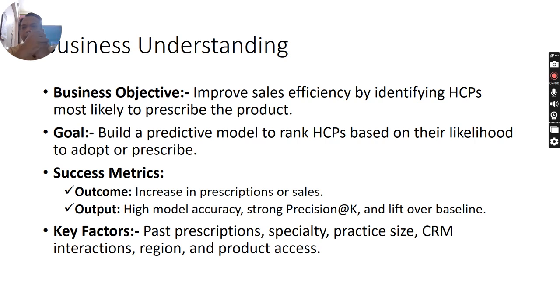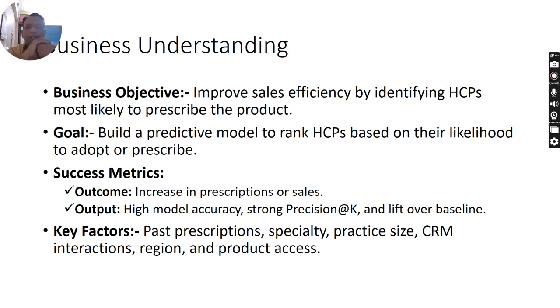Now the success criteria: the outcome will be, if this model goes live in production, it will definitely help the organization in increasing their sales and the prescription outcome. So this will definitely help in improving their profitability. The output will be, as I mentioned over here, a high model accuracy, precision, and lift over baseline.